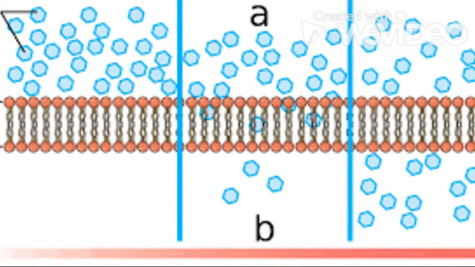Molecules can enter the cell by either active or passive transport. In passive transport, the cell uses no energy. Small molecules move from an area of high concentration to an area of low concentration.